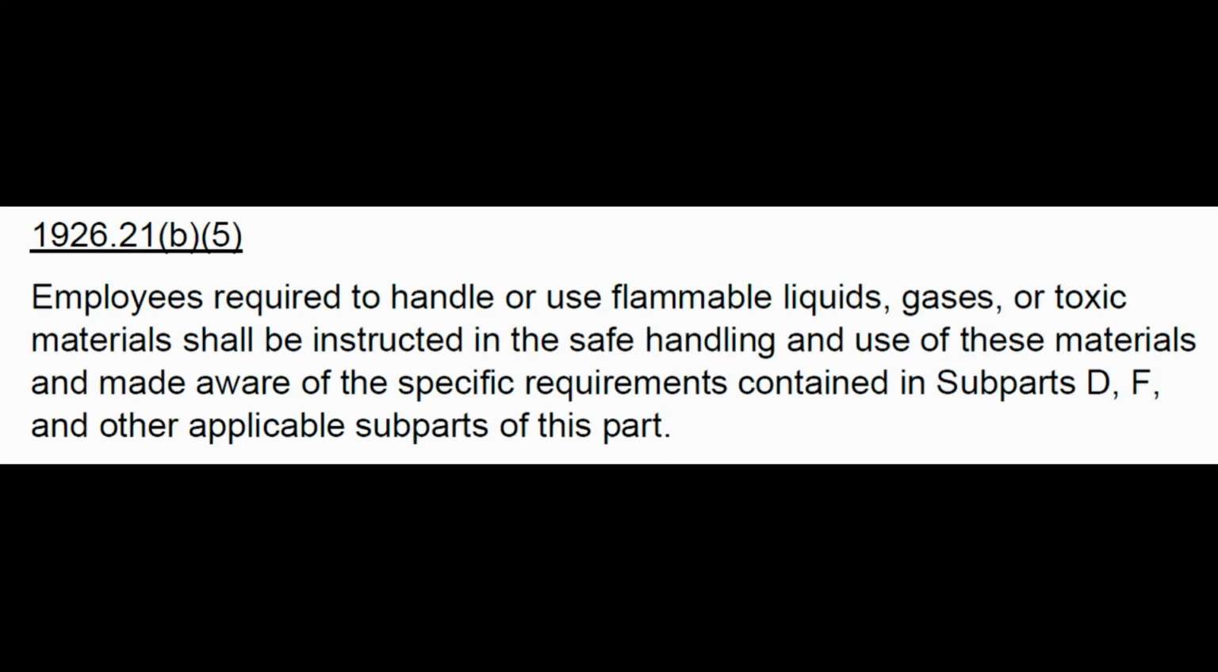1926.21(b)(5). Employees required to handle or use flammable liquids, gases, or toxic materials shall be instructed in the safe handling and use of these materials and made aware of the specific requirements contained in subparts D, F, and other applicable subparts of this part. Pretty simple, man. If they're using chemicals, any kind of chemical, they need to be trained on it.